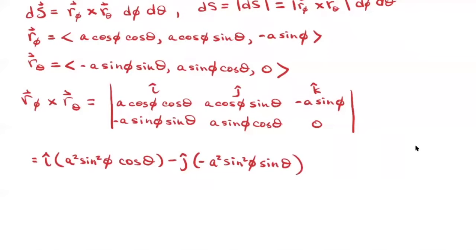I think the K part is the part that needs a little more work. Okay, so watch out now. Here comes the K component. We're multiplying diagonally here. So we're going to have an a square, a sine phi, cos phi, cos square theta.